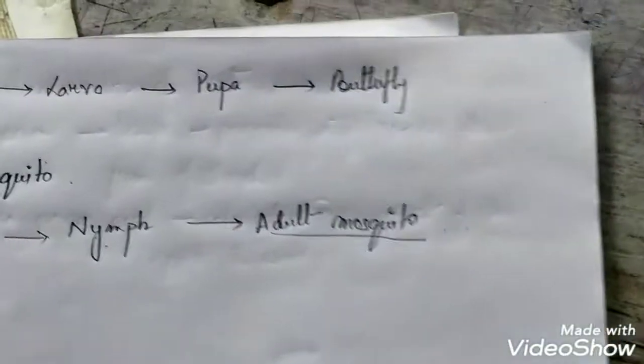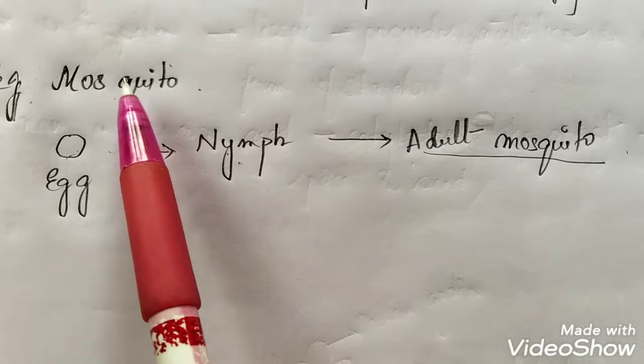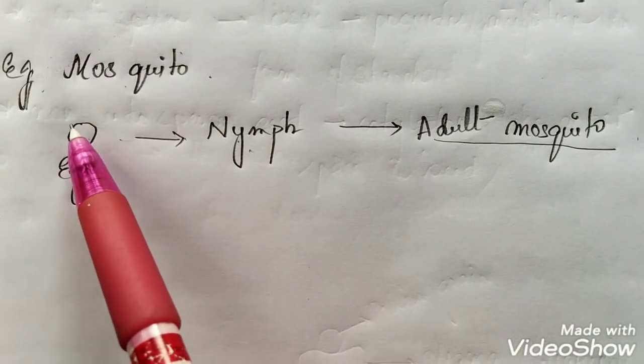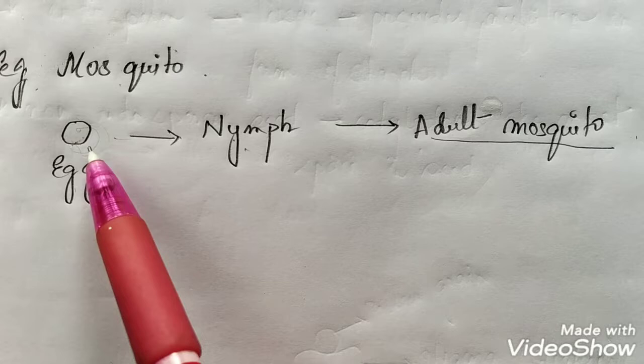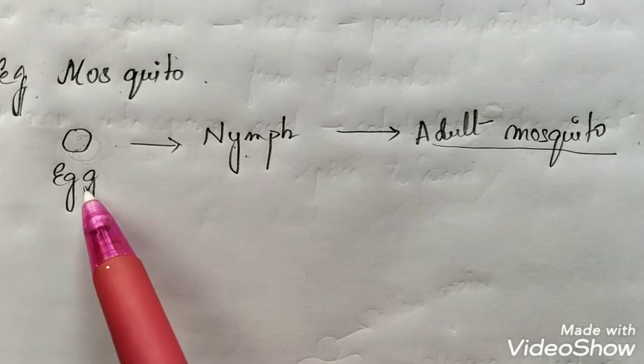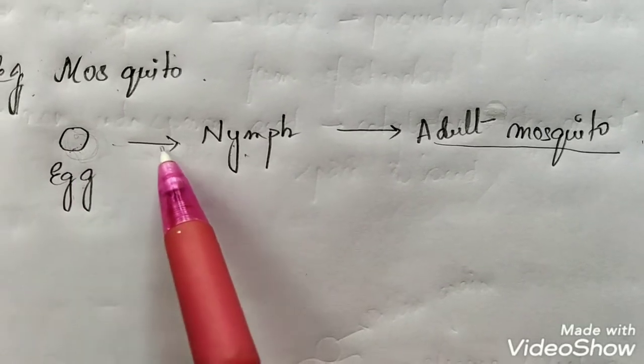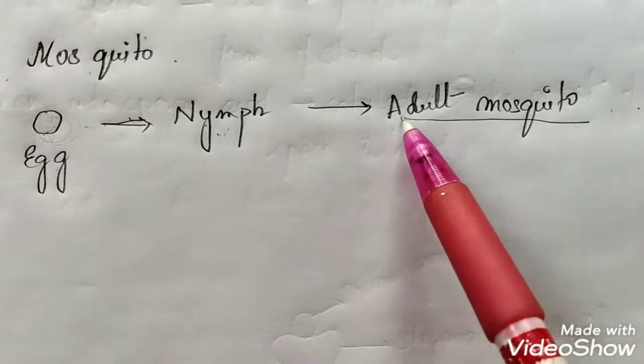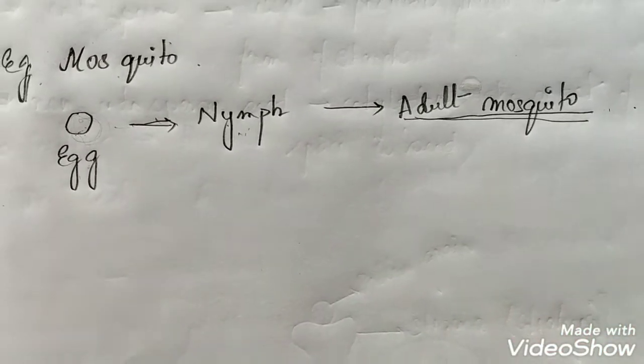Here we'll see an example in the mosquito. In the mosquito, as the result of the intercourse of the male and the female partner, it results in the development of the fertilized egg. This fertilized egg will develop into the nymph, and this nymph will develop into the adult mosquito.